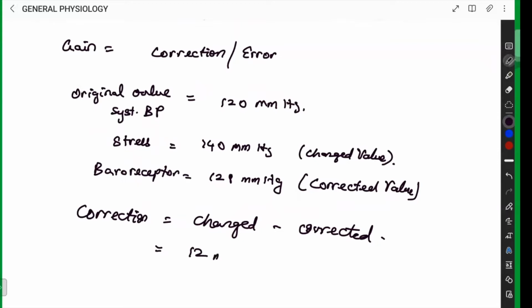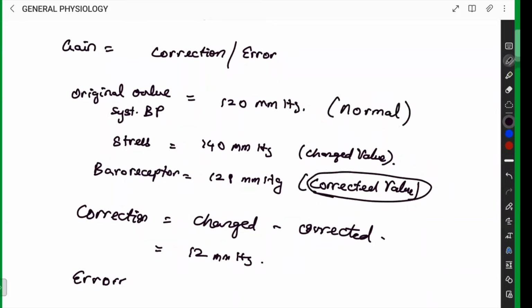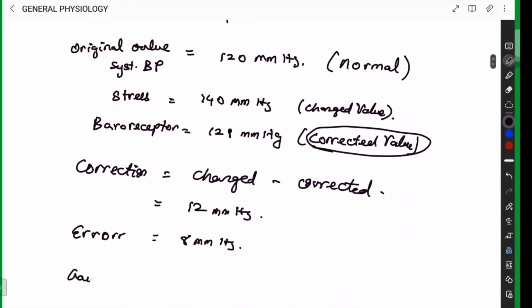Now, what is the error that has occurred? That is the difference between the corrected value and your normal value. Normal is 120 and corrected is 128. So the error present is 8 millimeter of mercury. Now tell me, what is the gain? Gain is equal to correction divided by error. Your correction is 12, error is 8, so it is nearly 1.2. Always remember, in a normal homeostatic mechanism, the gain of your baroreceptor should be less than 2.